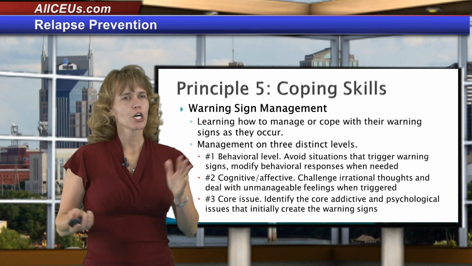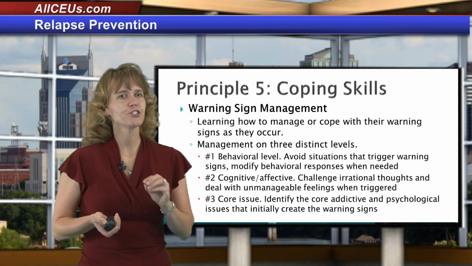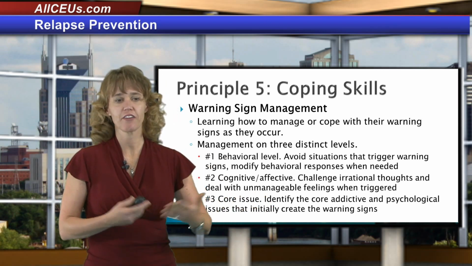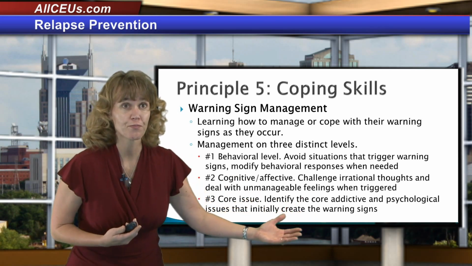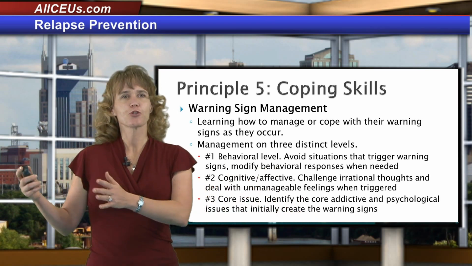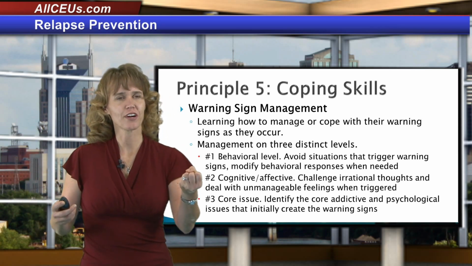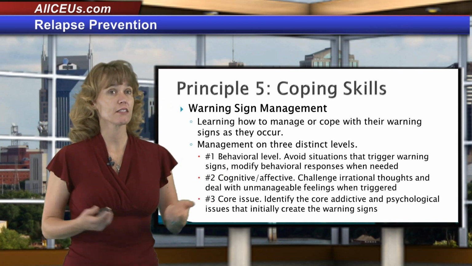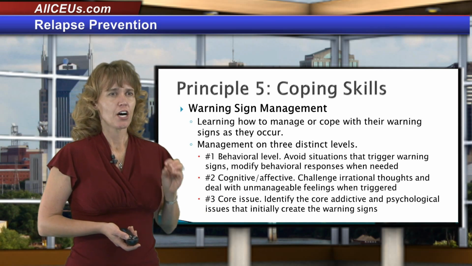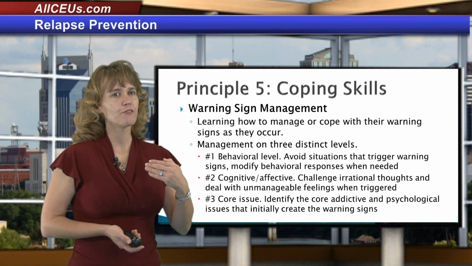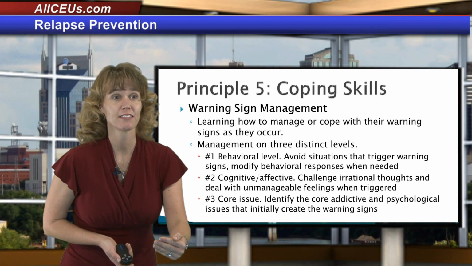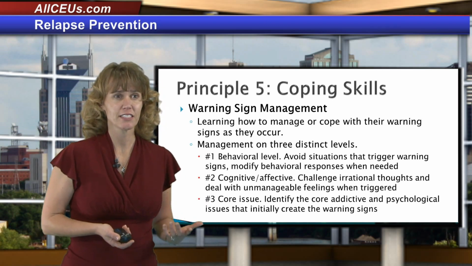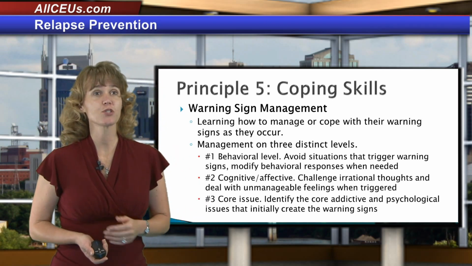Principle 5, coping skills. Learn how to manage or cope with warning signs as they occur. Again, patients have strengths. They've been using strengths long before they saw you for their brief periods of happiness or sobriety. Latch on to those strengths and intensify them. And then add some more coping skills as they're needed. On a behavioral level, people need to learn how to avoid situations that trigger warning signs. You know, don't put yourself in the middle of a hornet's nest if you don't want to get stung by a hornet. And then modify behavioral responses when needed.